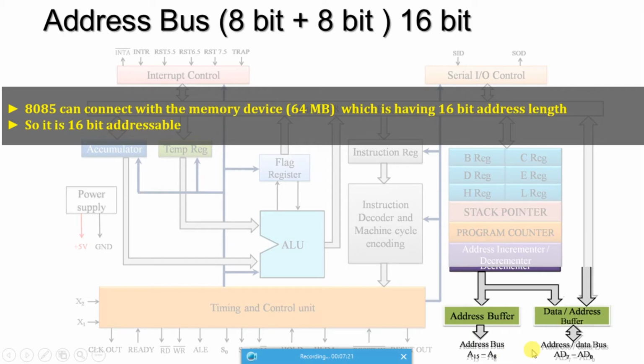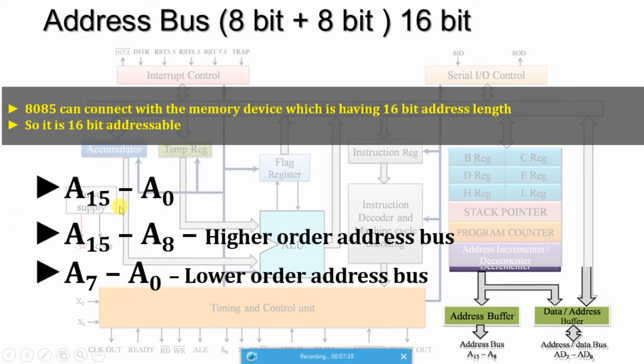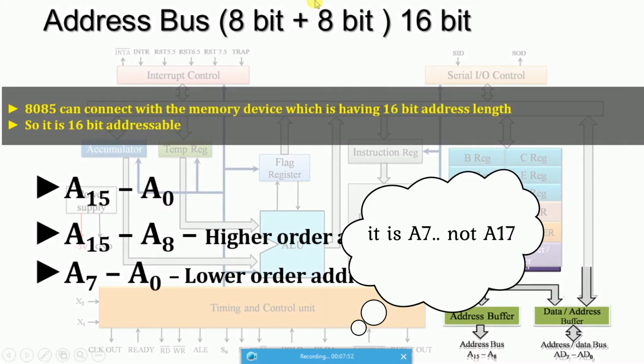So the address bus can be divided into two 8-bit halves. 8 bits plus 8 bits, we can divide the 16 bits, A0 to A15. So we can divide the 16-bit address into two 8-bit parts. A0 to A7 is the lower order address bus, and A8 to A15 is the higher order address bus.